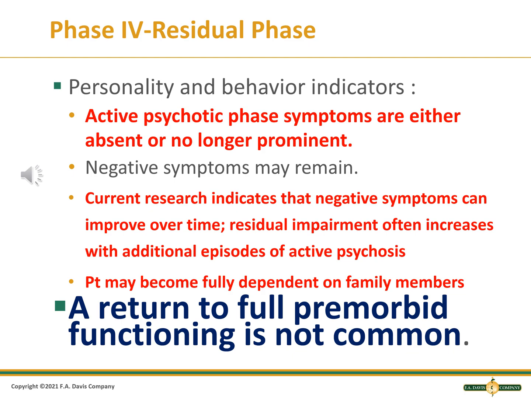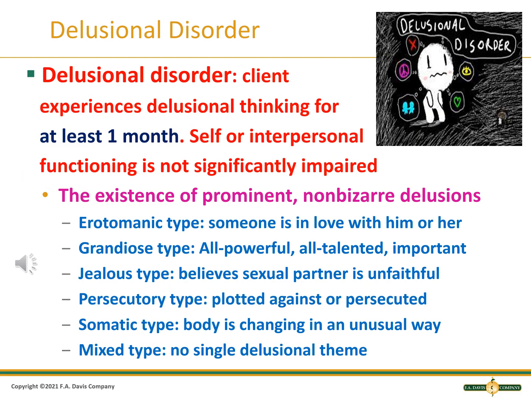Remember, there is no cure for schizophrenia. So, a return to premorbid functioning in clients with schizophrenia is not really common. A delusional disorder differs from schizophrenia as it consists of the presence of delusions experienced for at least 1 month. Hallucinations are not prominent, or may not be present, and behavior is not bizarre. Clients do not necessarily experience impairment in interpersonal or self-functioning.